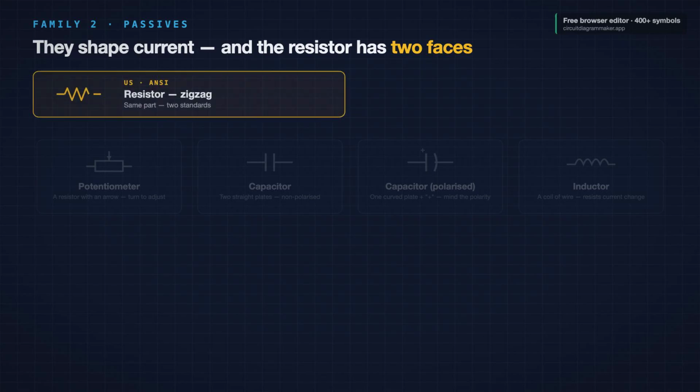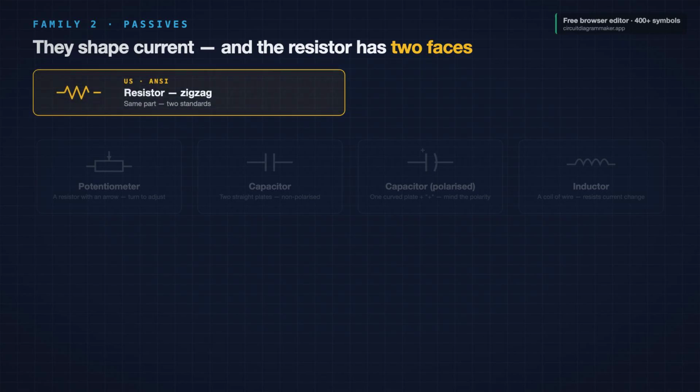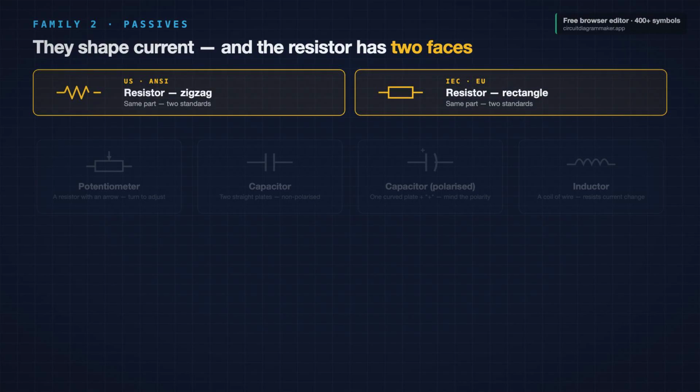Family 2, the passives. They shape current, but they never add energy of their own. Start with the resistor, and the first symbol that trips people up. In American schematics, a resistor is a jagged zigzag. In European and international standards, the very same resistor is a plain rectangle. Same part, 2 completely different pictures. Learn only one, and half the world's diagrams look alien, so learn both.